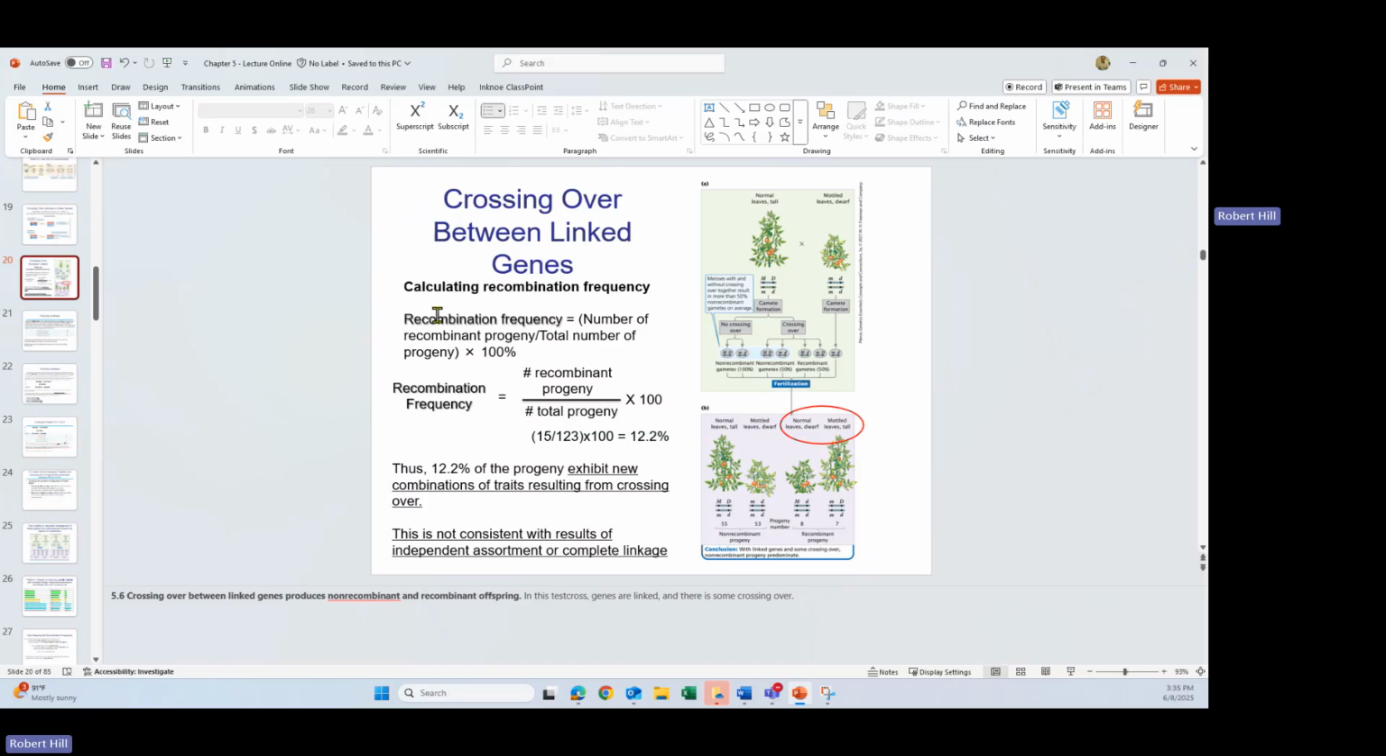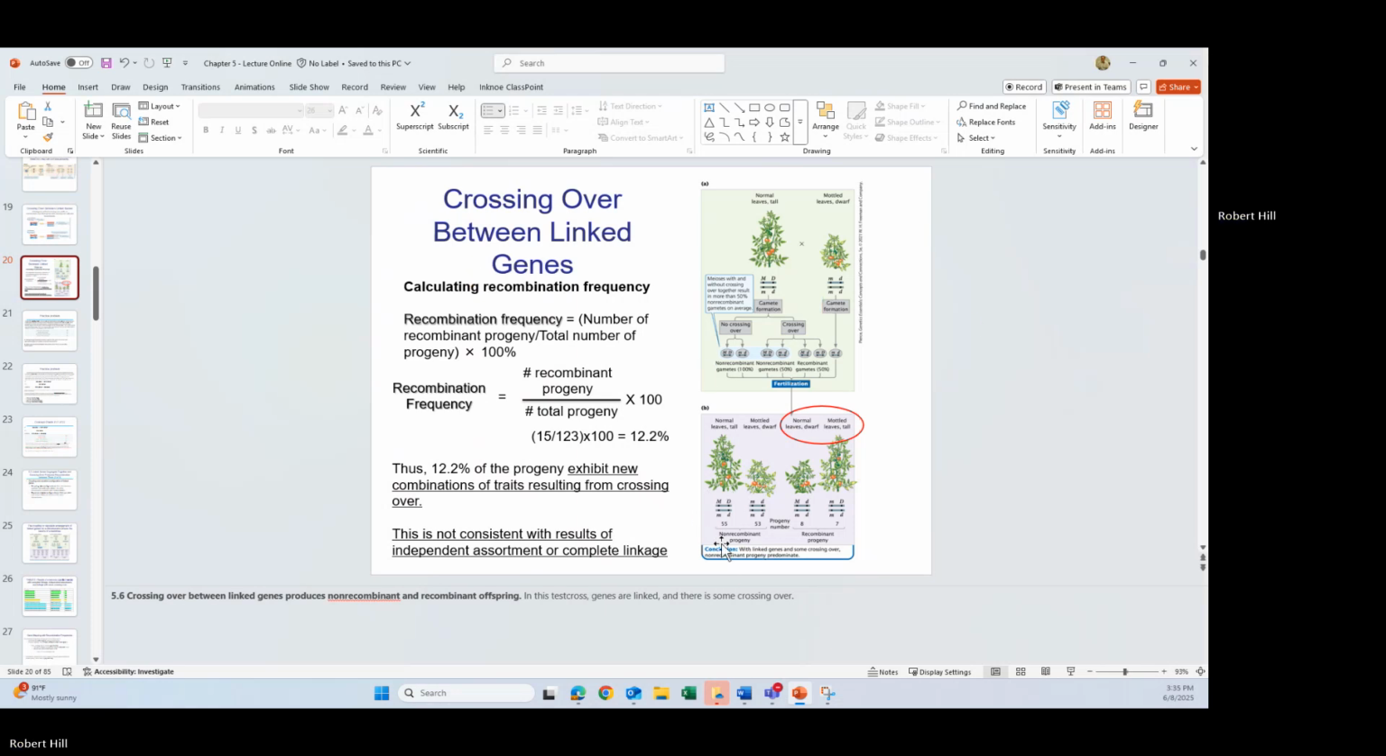All right, another thing that you'll need to know how to do is calculate something called recombination frequency. So this basically looks at when you have an example where you have recombinants, it tells you the percentage that those recombinants represent among themselves and all of the other progeny that could be in a cross, right? So look at this cross here.